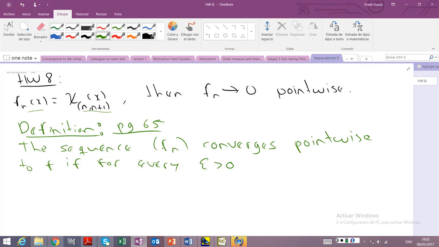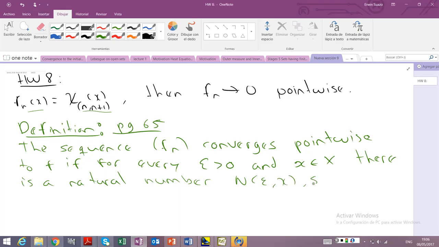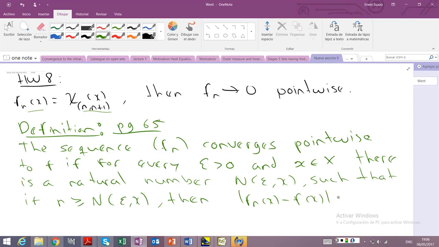If for every epsilon bigger than 0 and x belongs to X, there is a natural number capital N of epsilon and x such that if n is greater or equal than capital N of epsilon and x, then |f_n(x) - f(x)| is less than epsilon.